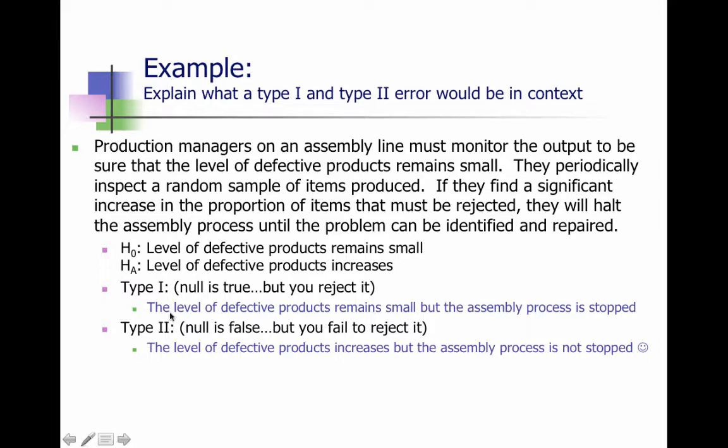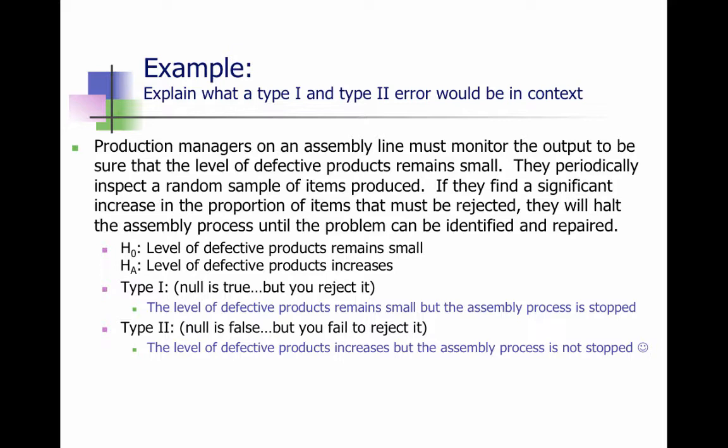So in this case, the level of defective products remains small. Our null hypothesis is true, but we reject it. And if we reject it, that means that the assembly process is stopped until we can find the problem to be fixed. And in this case, they're looking for a problem that doesn't exist.